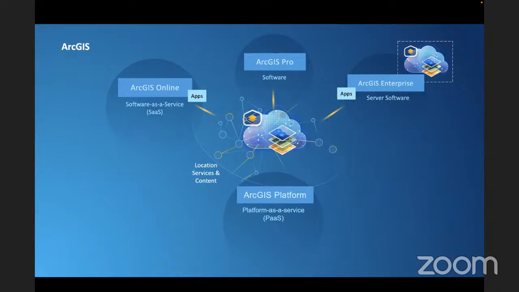So depending on whatever you want to do, you can choose between our software as a service, which is ArcGIS Online, or the server software, which is ArcGIS Enterprise, which you can customize and have on your own premise. So all this is connected in the gateway, all right, and in the one ecosystem that has all these components of location services and content.